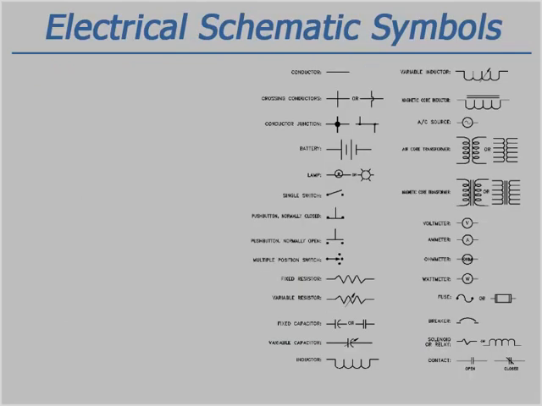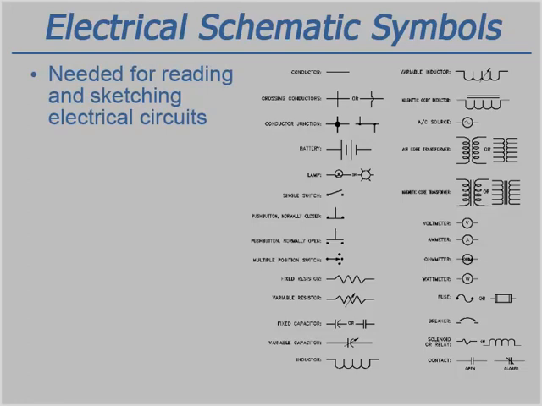Symbols representing electrical components are needed for reading and sketching electrical circuits. The diagram on this slide illustrates some of the electrical schematic symbols and the name of the component each symbol represents. Some of these electrical components and symbols have already been described previously. The remaining electrical components and symbols will be needed in subsequent e-learning modules.